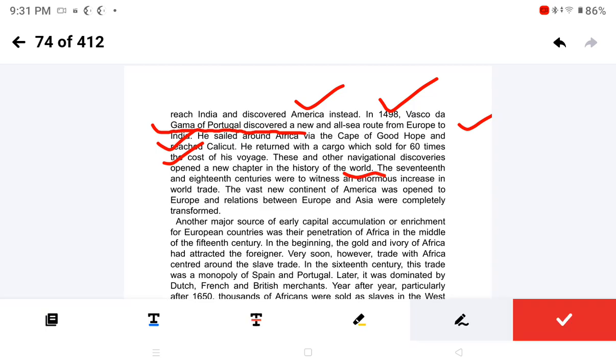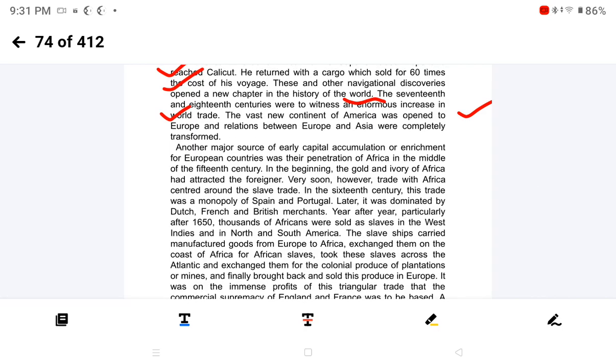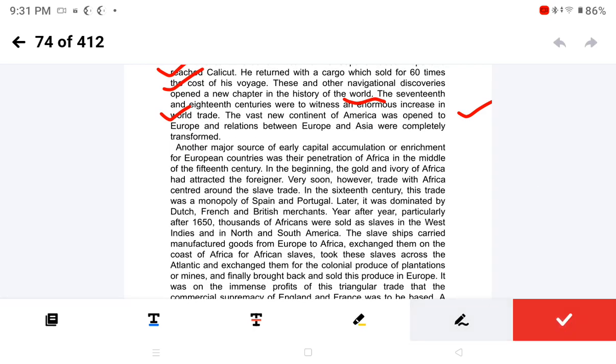The 17th and 18th centuries were to witness an enormous increase in world trade. The vast new continent of America was opened to Europe, and relations between Europe and Asia were completely transformed.